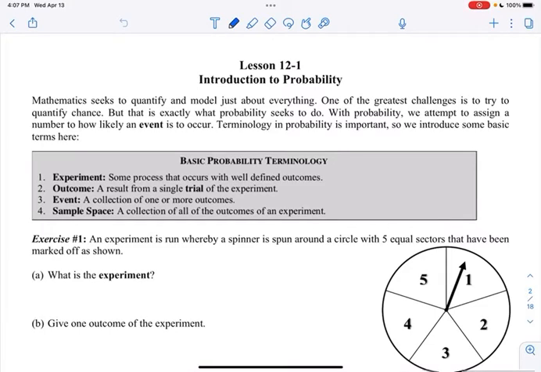This is Unit 12, Lesson 1, Introduction to Probability. So probability is trying to find out the likeliness of an event occurring. We're just going to go over some basic terminology.